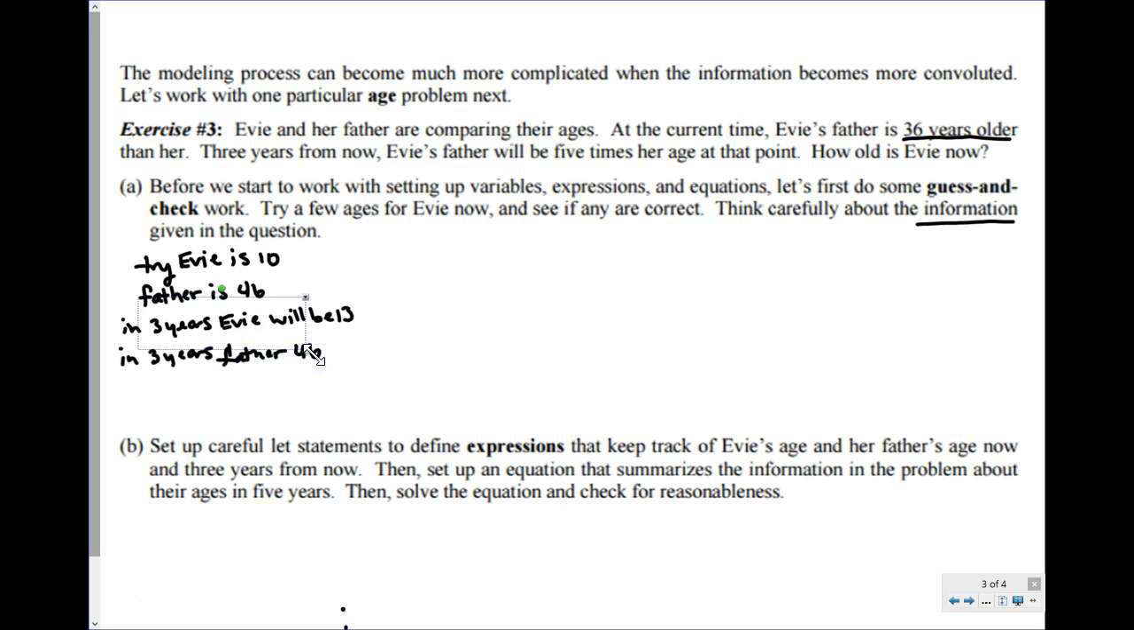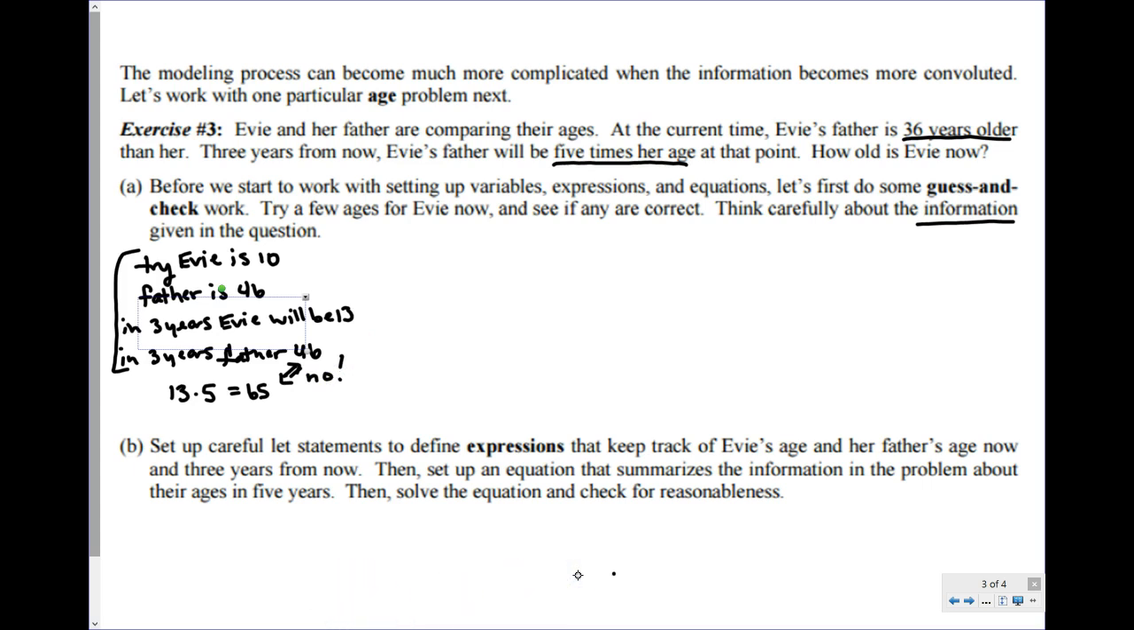46. So this is the information that I know, if I'm just guessing that Evie's 10. But now, it also says that in those 3 years, after that happens, the father will be 5 times her age at that point. Well, Evie's 13, right? What's 13 times 5? 13 times 5 is 65. Uh-oh. Is 65 equal to 46? No. So Evie's not 10. That number doesn't work.